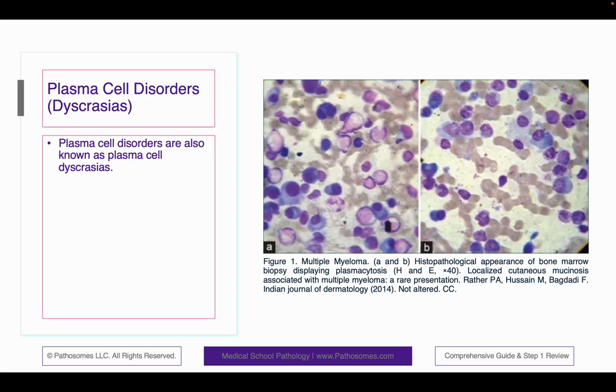Plasma cell disorders, also known as plasma cell dyscrasias. Plasma cell disorders involve plasma cells. And if you're looking at this image to the right, you should be able to point out at least 10 plasma cells. You remember what plasma cells look like with their eccentric nuclei and their perinuclear hof, right? You see them?